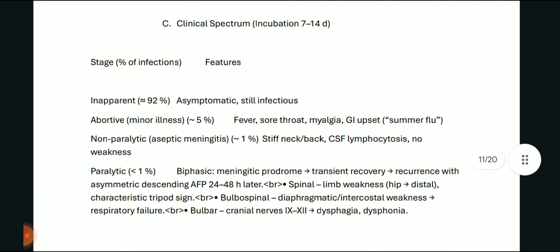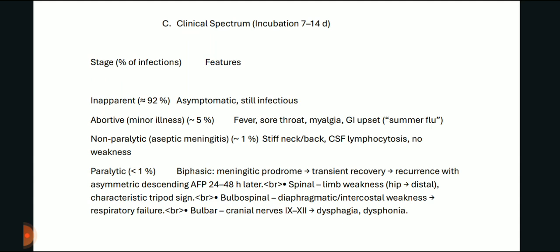Okay, now what about the clinical spectrum? The incubation period of the disease is 7 to 14 days. Inapparent infection is in 92% of the cases, in which the patient is asymptomatic but still infectious for other people. There is abortive or minor illness in 5% of cases, in which fever, sore throat, myalgia, and GI upset, also called summer flu, are there.